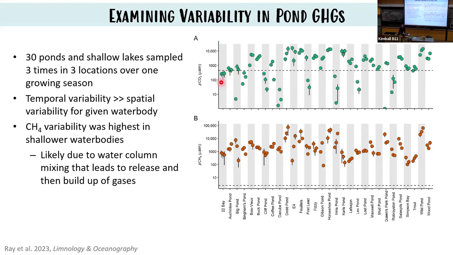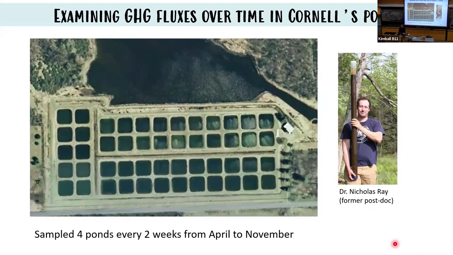So we think that is explaining some of this variability, which led us to want to explore this on an even finer time scale. These are Cornell's experimental ponds. I love them, they're fantastic. And we get to do different manipulations in them and see what happens.